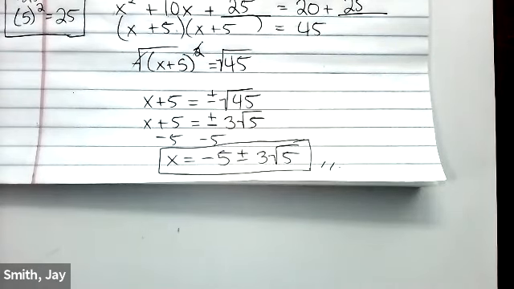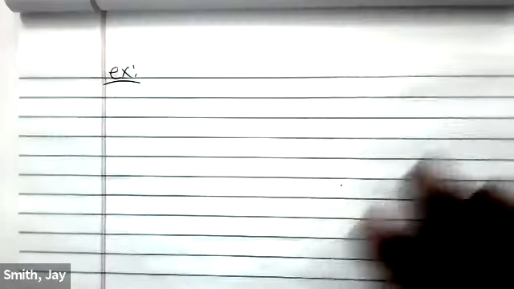Remember, that does represent two different answers, -5 plus 3 square roots of 5 and -5 minus 3 square roots of 5. Any questions on this example? I'm gonna do another one because I feel like we'll probably benefit from a little more practice. All right, still solving by completing the square.